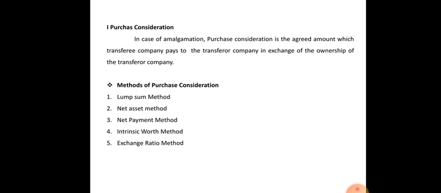Now, for the calculation of the purchase consideration there are five methods. Which are those methods? The first one is the lump sum method, the second one is the net asset method, the third one is the net payment method, the fourth one is the intrinsic worth method, and the last one is the exchange ratio method. We will see them one by one. First we will see the lump sum method.